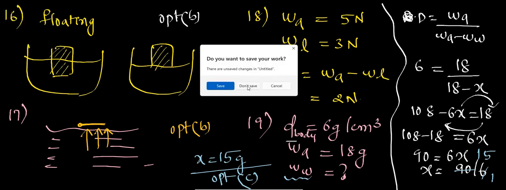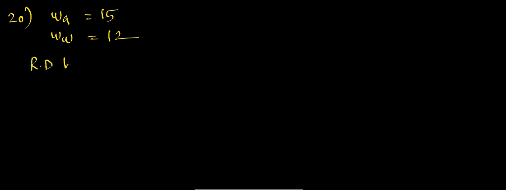A nail weighs 15 grams in air and 12 grams in water. Then relative density. Question number 20, right? So WA is given as 15, and 12 grams in water means WW is given as 12. So what is the relative density of the body?